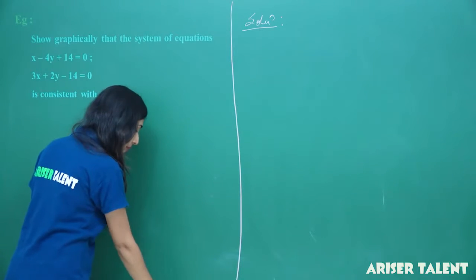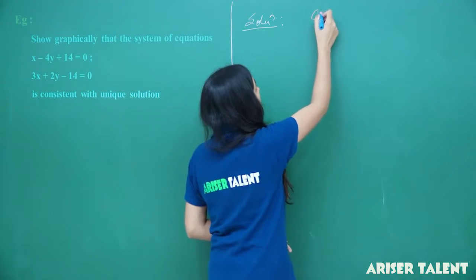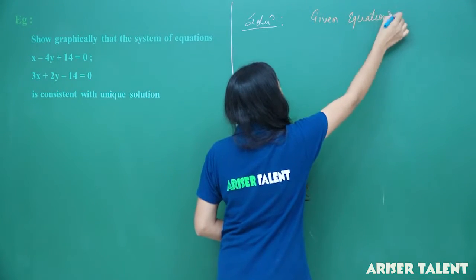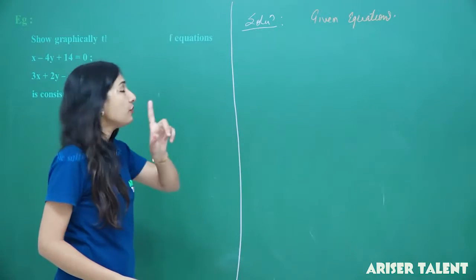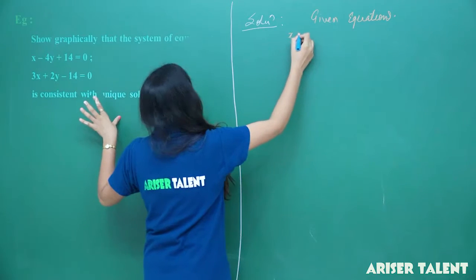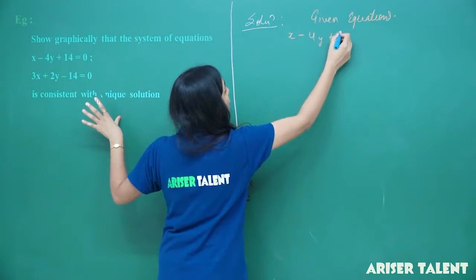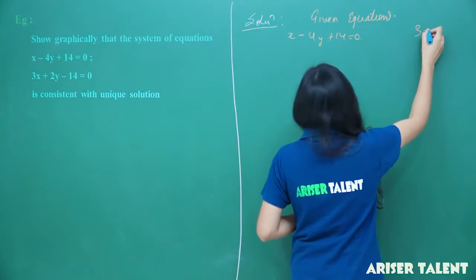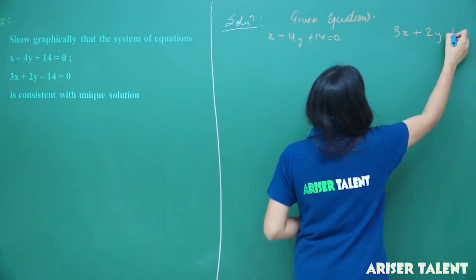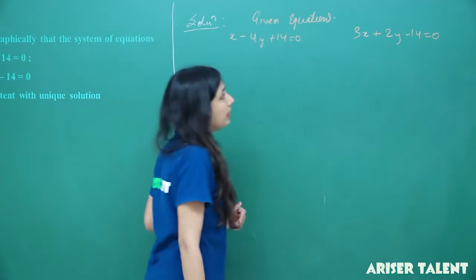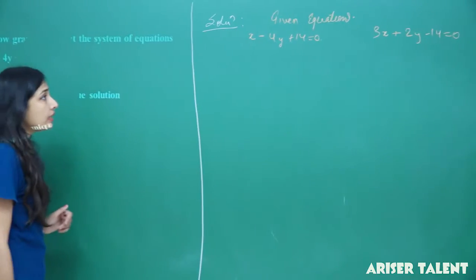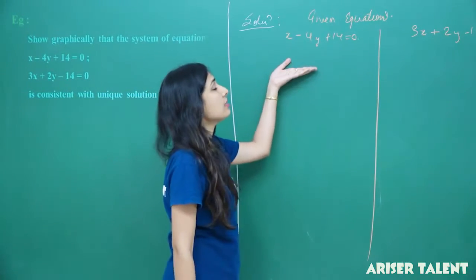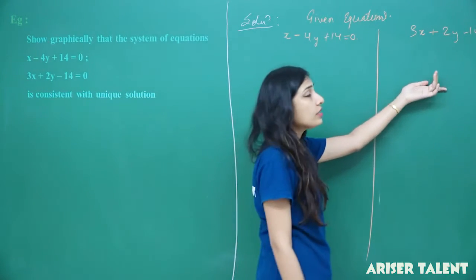I am having two equations given. The first equation is x minus 4y plus 14 equals 0, and the second is 3x plus 2y minus 14 equals 0. Okay, so students, I will be having this margin. I will work on this equation this side and on this equation this side.